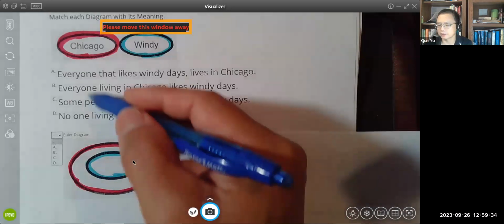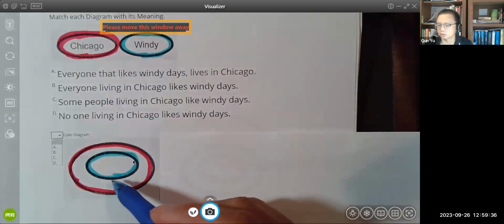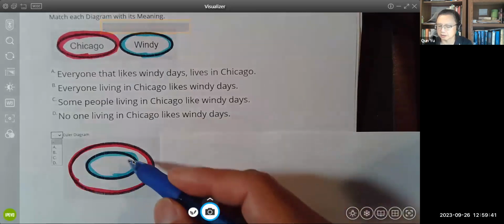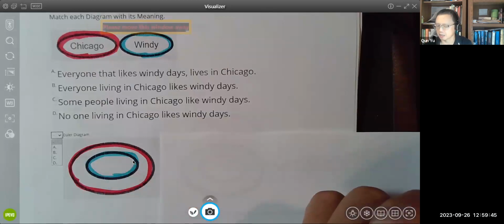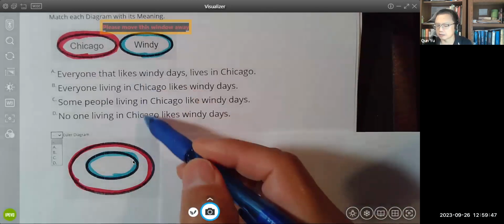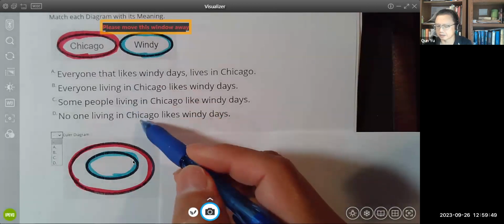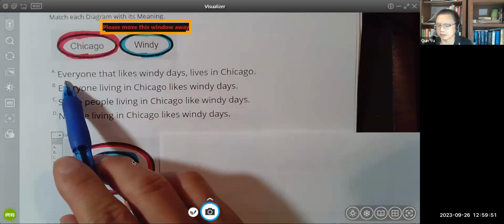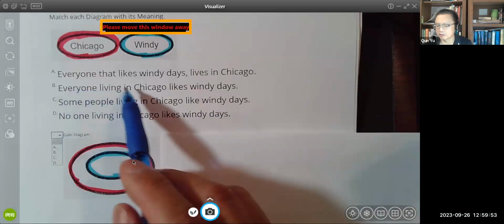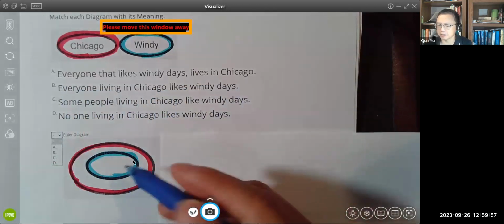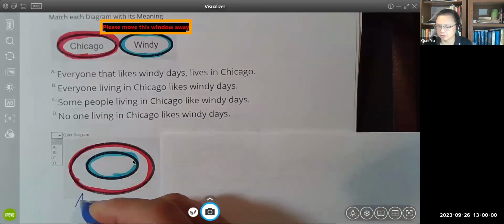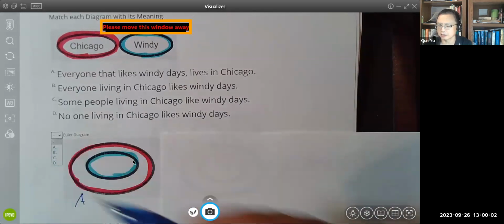I don't even need to look at the descriptions at first; just try to translate this diagram into English. It goes like this: all those people who like windy days live in Chicago. Then I look at which option says the same thing. I notice that the first one says, everyone that likes windy days lives in Chicago. This is the exact same meaning. So for this one, we choose A. You just click letter A in this drop-down list.